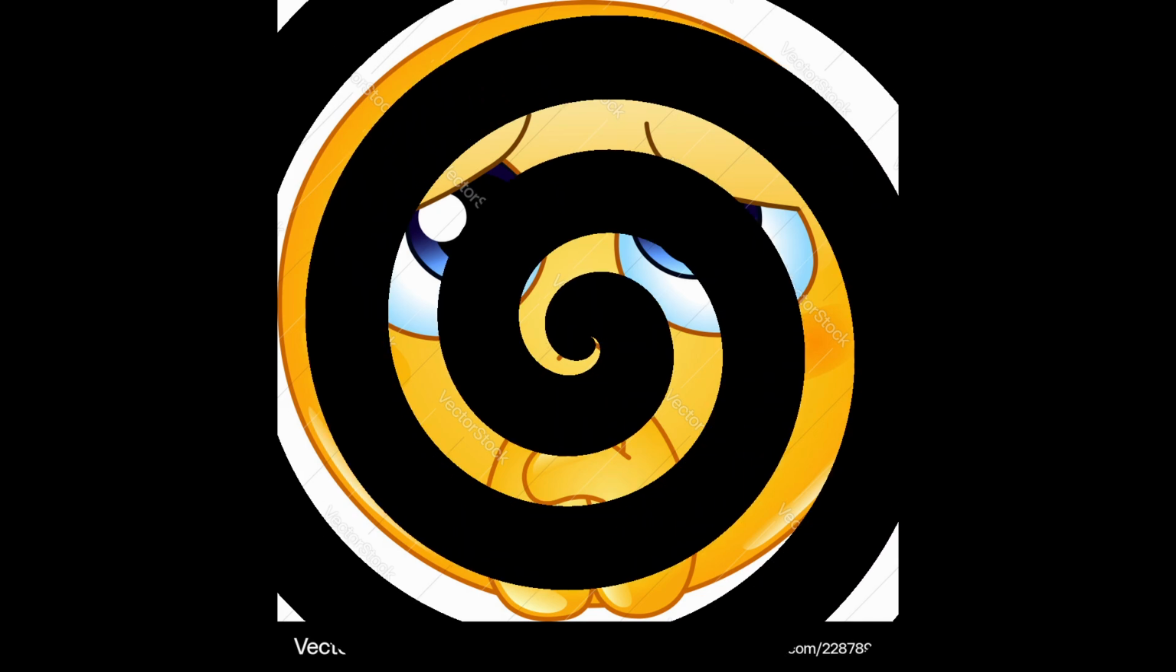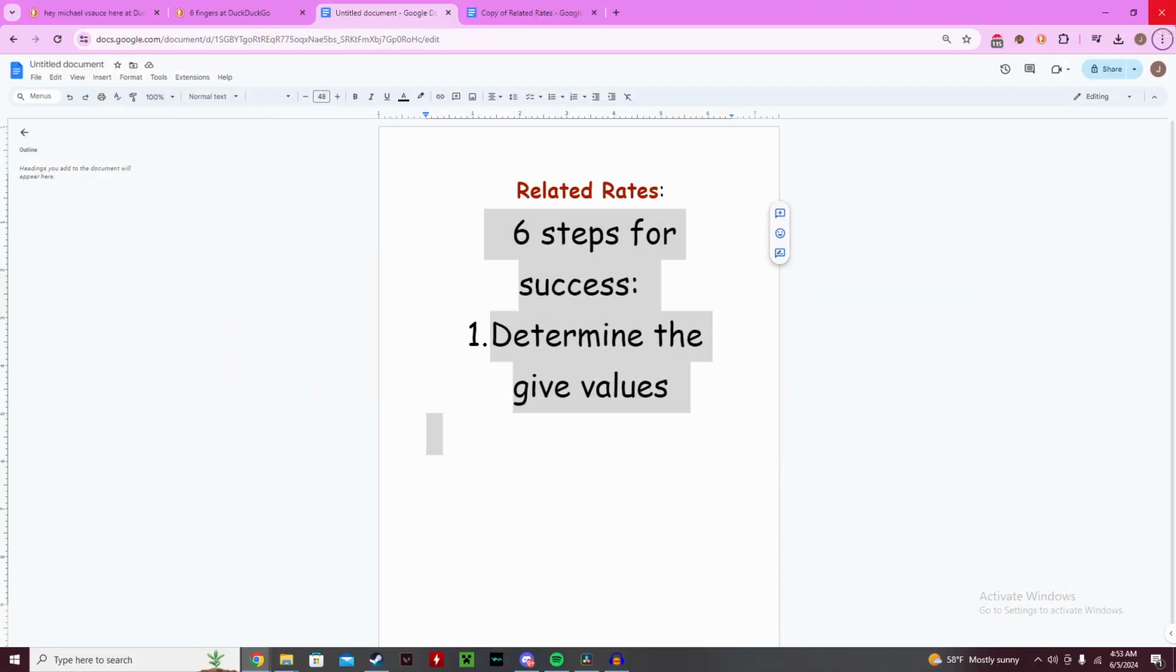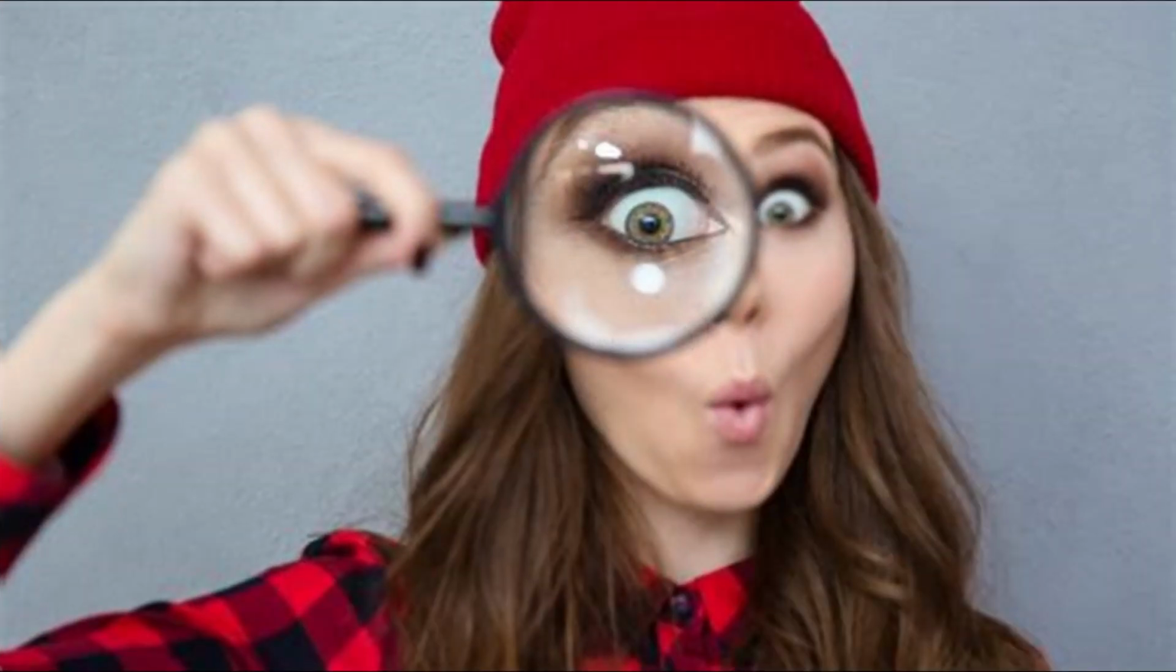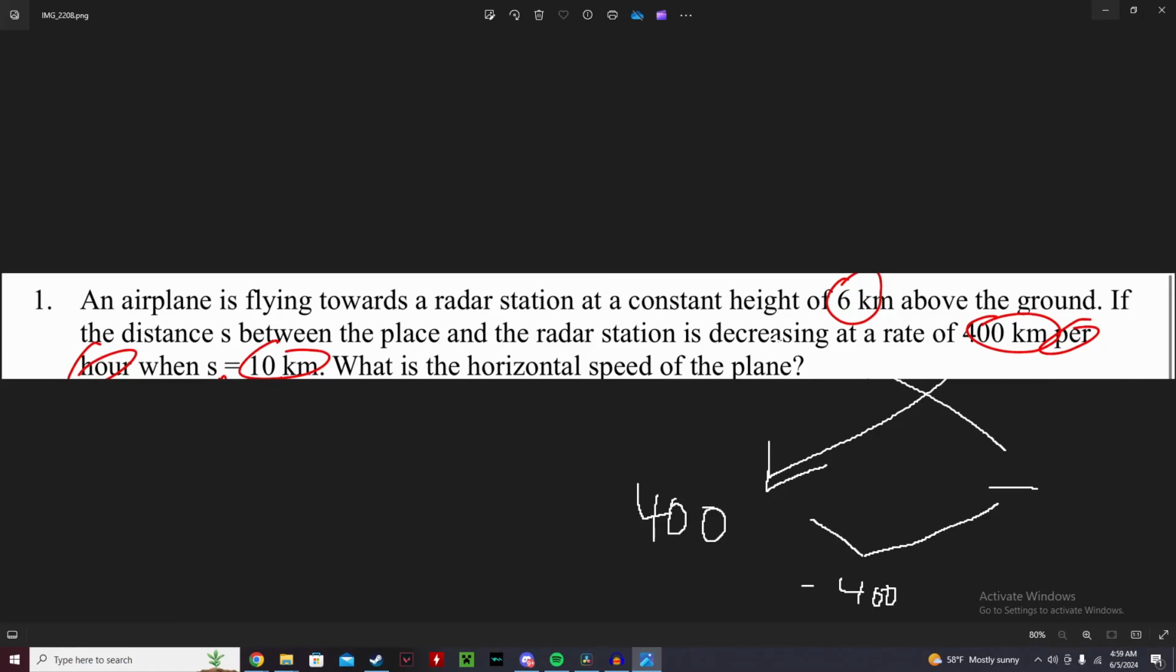Well, I'm here to teach you. Related rates can be broken down into 6 easy, accessible rules. Rule number 1 of the 6 steps for success for related rates is to determine the given values. This can be done by looking at the problem to find the values that are given that will be very necessary in the upcoming step.